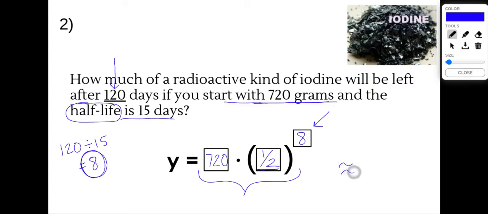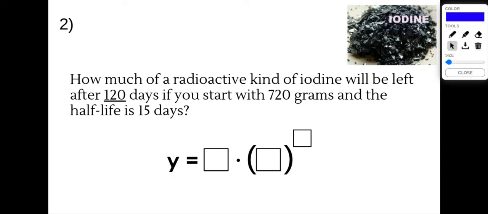You should get approximately, well, calculator says probably like 2.8125. So if I went out to like the 10th place, 2.8 would probably be close enough. And then it says how much would be left, so there'd be 2.8 grams. Not a whole lot. All right, hopefully we're getting the hang of this.